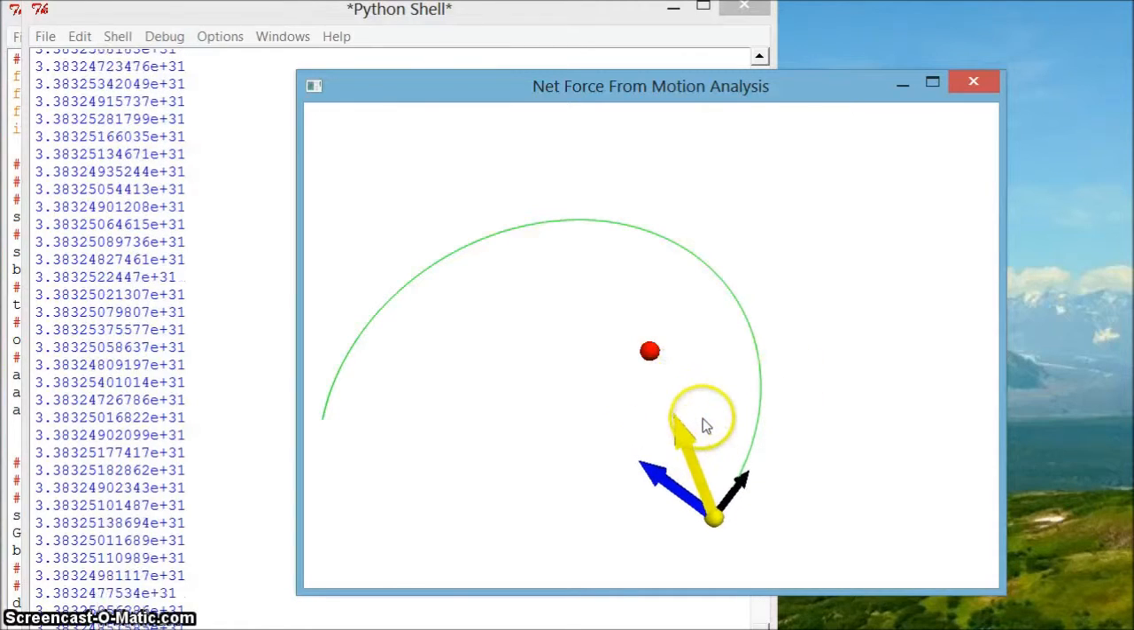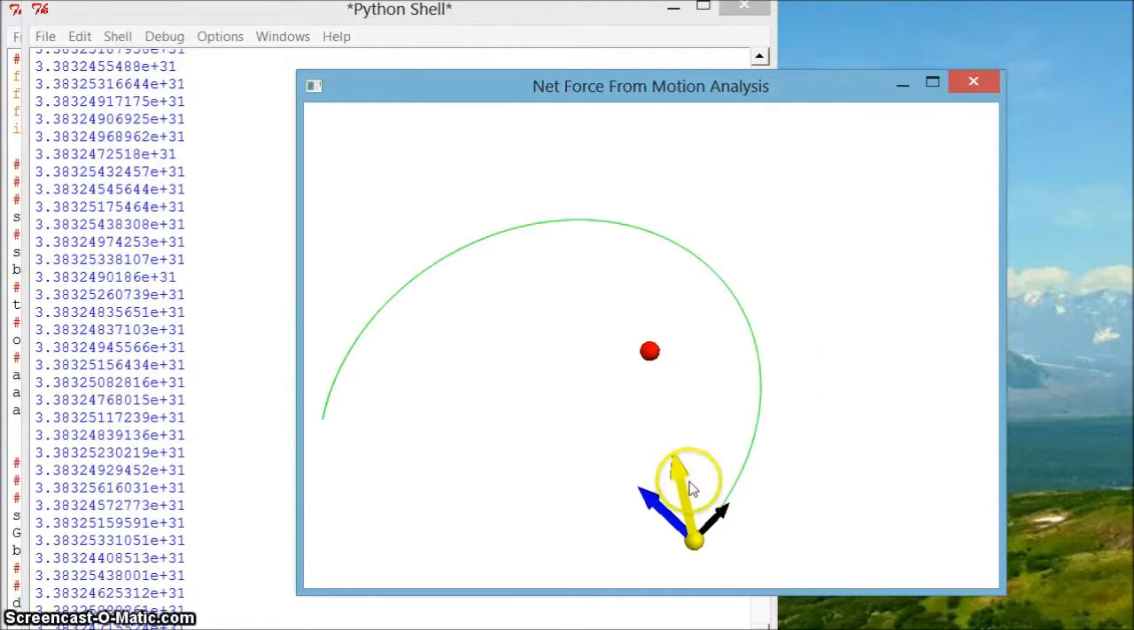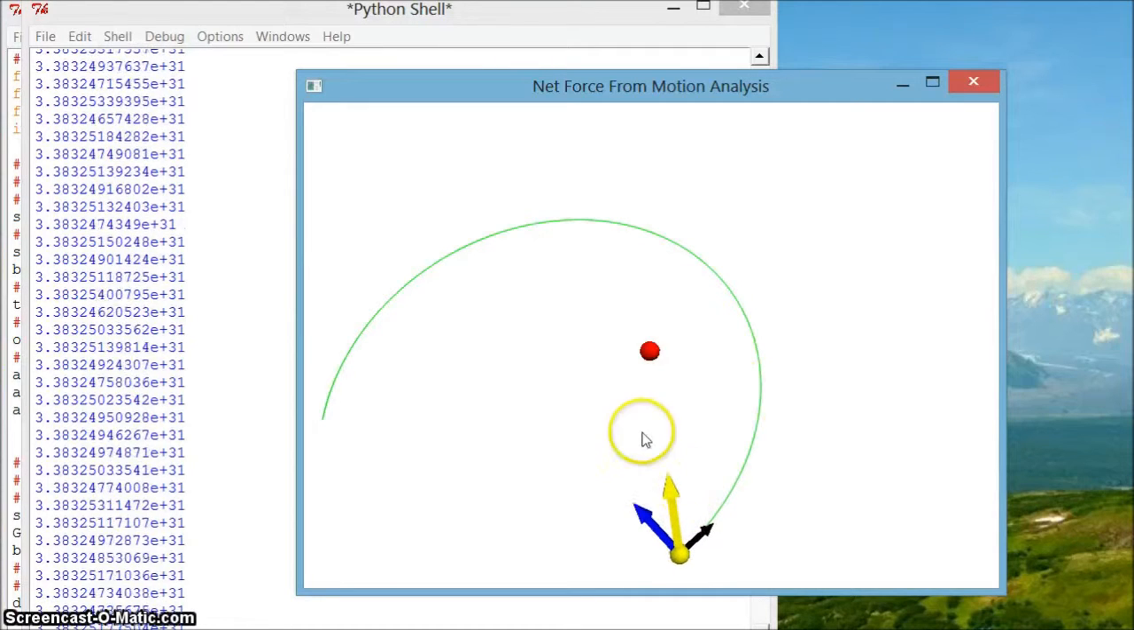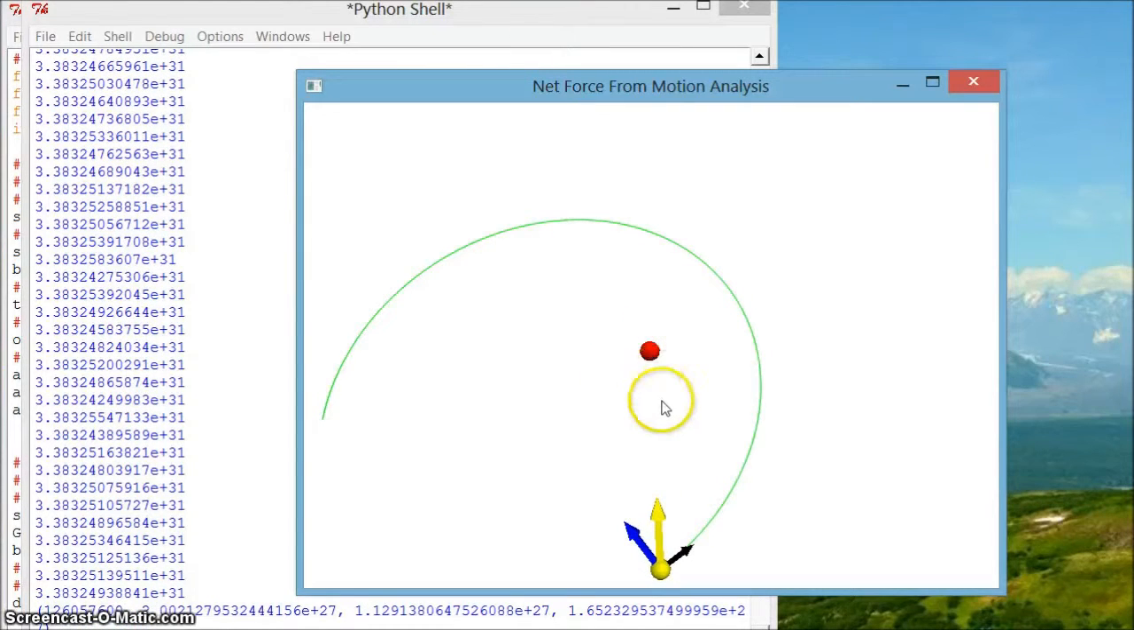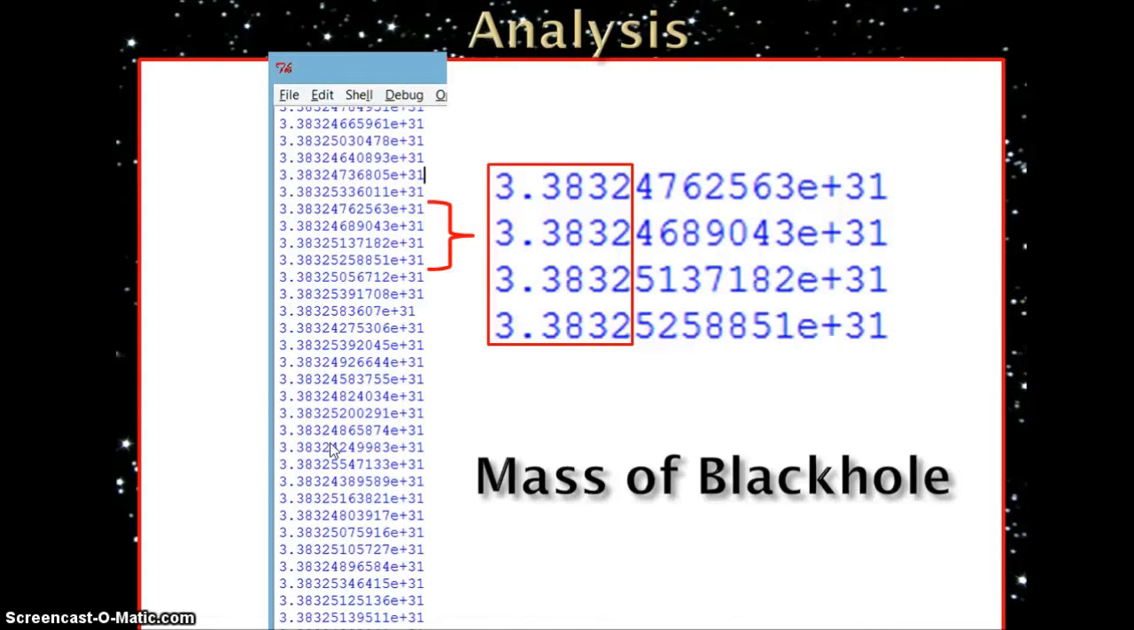The yellow arrow represents the net force and always points towards the object exerting the net force, or our black hole. The net force was also greatest in magnitude closer to the black hole. The mass of the black hole should have been consistent over each calculation, and you can see here that up to 5 significant figures it is. The mass of our black hole is 3.3832 times 10 to the 31st kilograms.